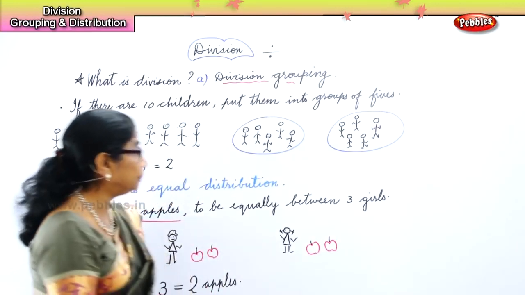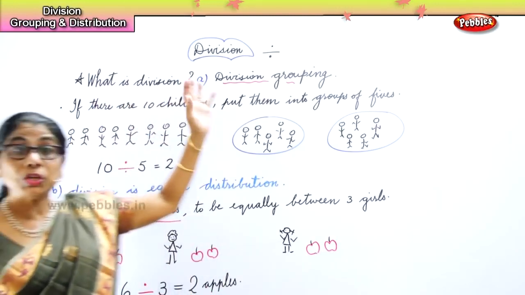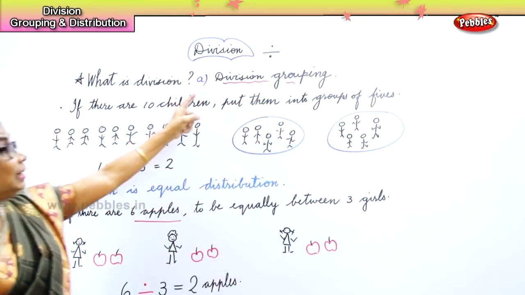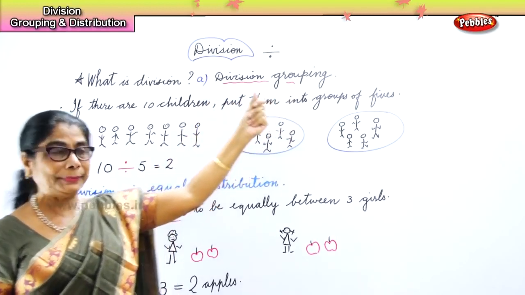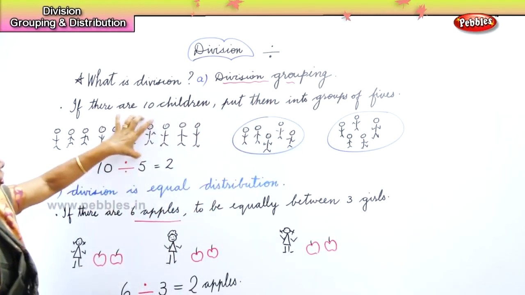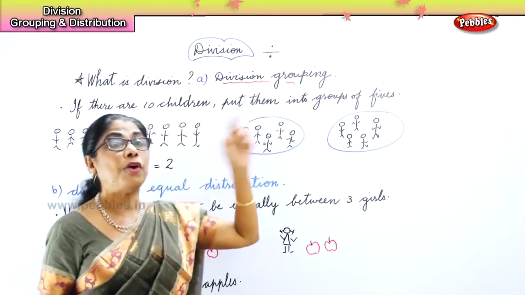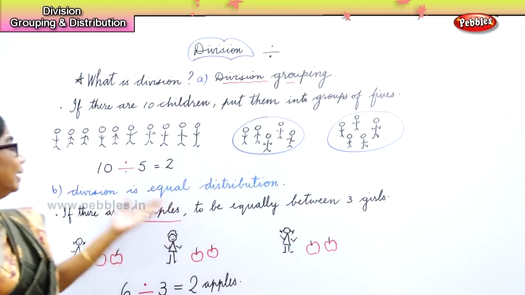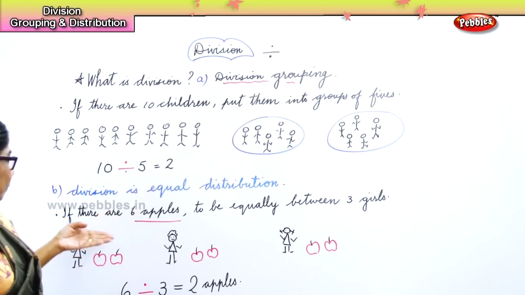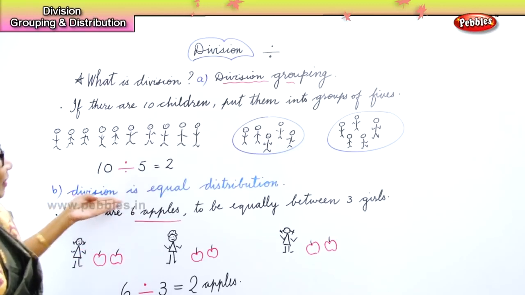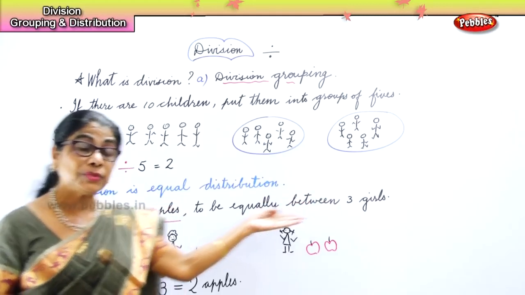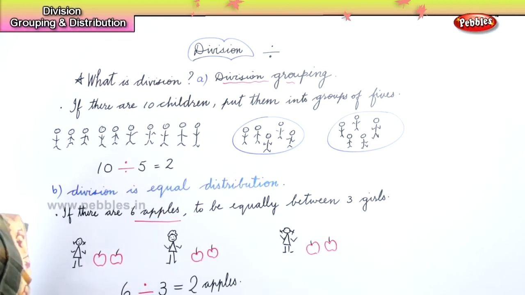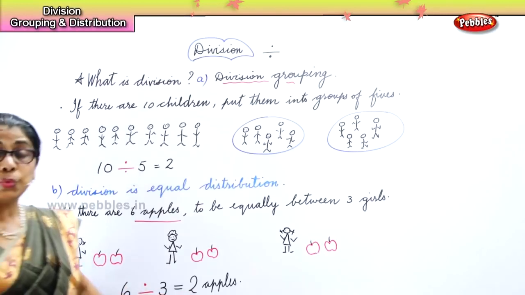All right? Now, we are looking at what is division. And we have done 2 here. Division is grouping. If there are 10 children, put them into groups of 5. So we have 2 groups of 5, and that is 10. Second, division is equal distribution, and we have 6 apples to be shared equally among 3 girls, and each one gets 2 apples.